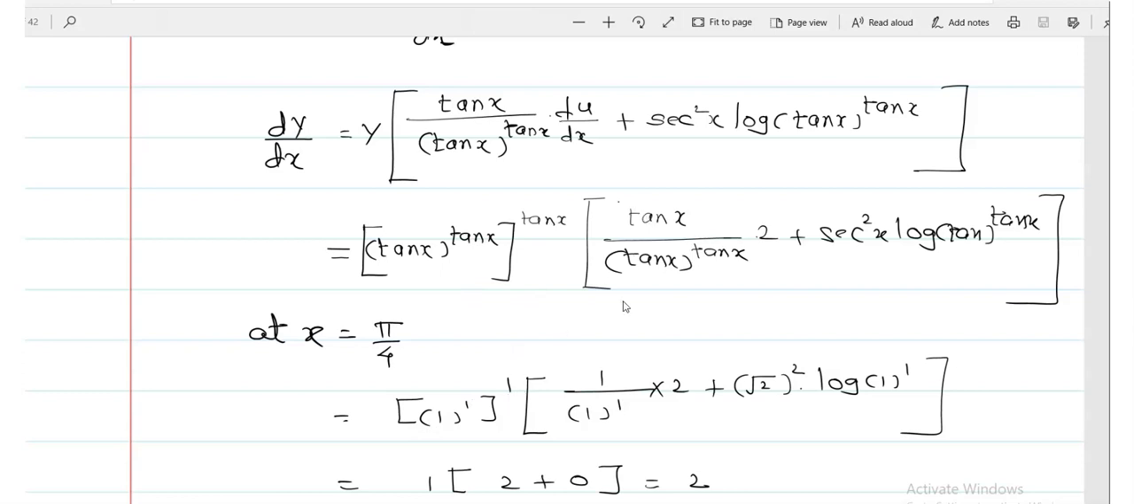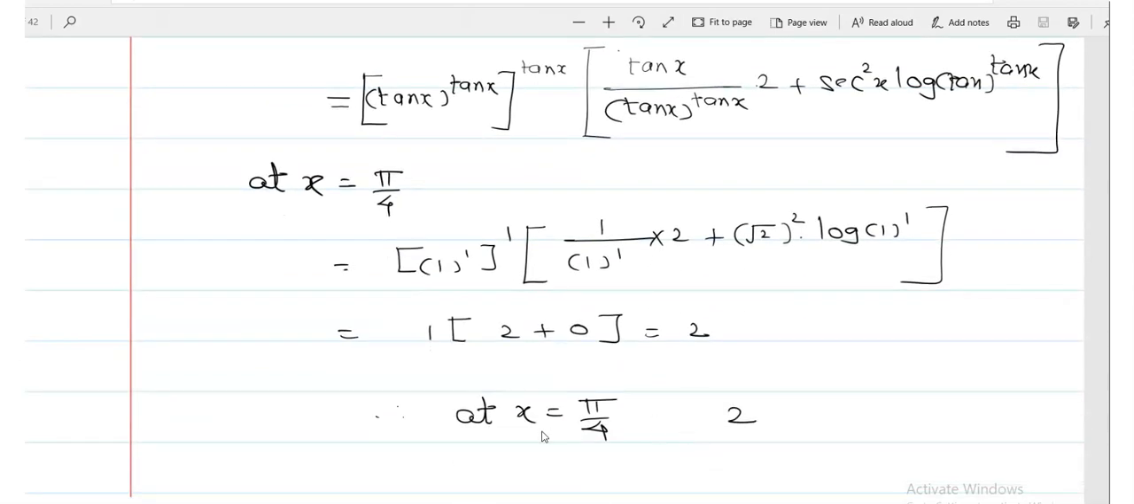And this is 1 raised to 1 into 2 root 2 square, and it is into log of 1. What is log of 1? Log of 1 is 0, and overall this quantity becomes 0. That is 1 upon 1 into 2, and overall you are getting its value as 2. Therefore at x equals pi by 4, its value is 2.